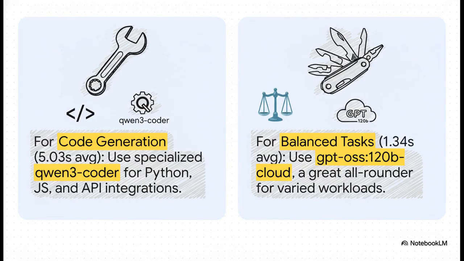All right, the next choice you have to make is between a specialist and a generalist. If your main goal is generating or debugging code, you go with the purpose-built Qwen3 Coder. Yeah, it's a bit slower, but it's a specialist. For pretty much everything else, where you just need a great balance of speed and detailed answers, that GPT-oss 120B model is a fantastic all-rounder.